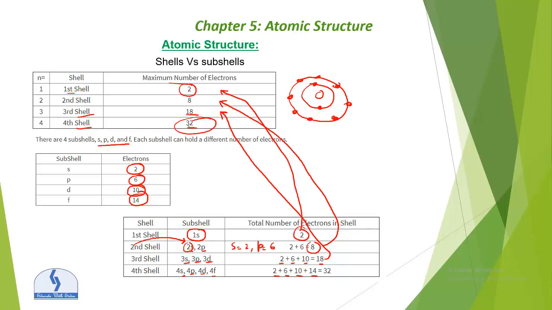Okay, so this is all about the shell versus subshells. The shells are K, L, M, N, that is first shell, second shell, third shell, fourth shell. And the maximum number of electrons will be 2, 8, 18, 32. How many subshells? 4 subshells, S, P, D, F, right? So this is all about the shell versus subshell. I hope you understand this, because this is very important. You have to do the exercise as well for this.